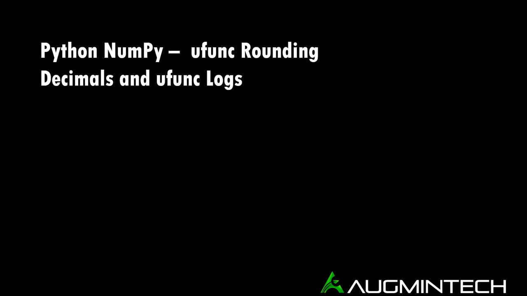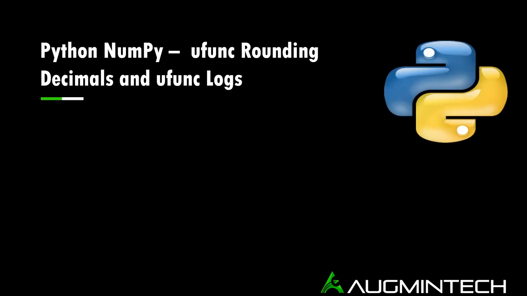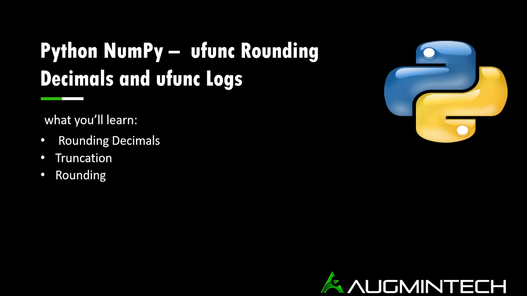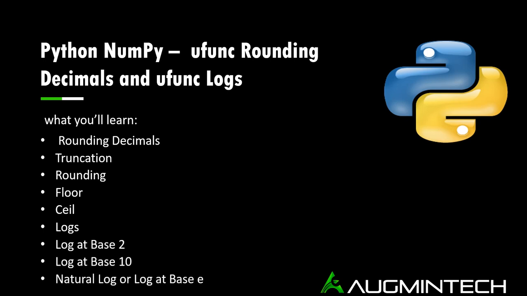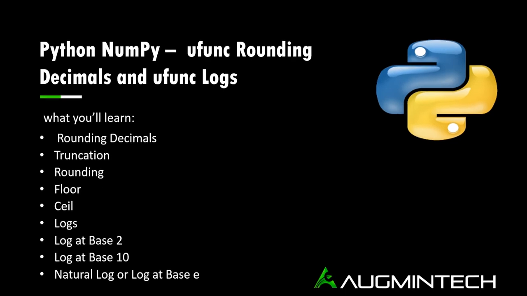In this session, we will be learning about Python NumPy, ufunc rounding decimals and ufunc logs. By the end of this session, you should be able to understand rounding decimals, truncation, rounding, floor, ceil, logs, log at base 2, log at base 10, natural log or log at base e, and log at any base. I'm excited to get started and I hope the same from you.